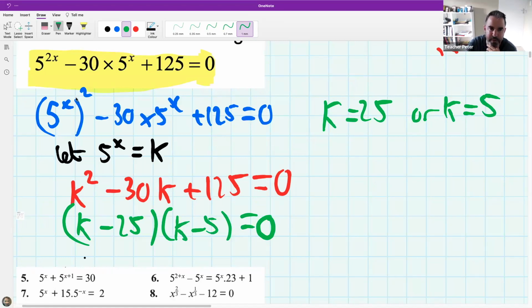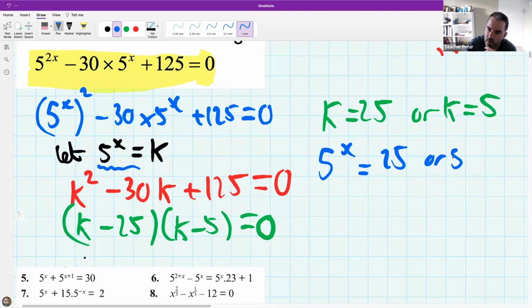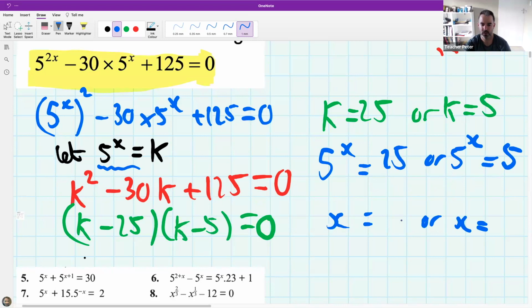Yeah, so we need to connect it back to the 5 to the x. So we're going to go 5 to the x is 25, or 5 to the x is 5. So what does my x need to be equal to? I think 25 is 5 squared, so it has to be 2. Yes, Amy, absolutely. And Siamtanda, absolutely. And the other one is x is going to be equal to 1 because that's 5 to the 1.